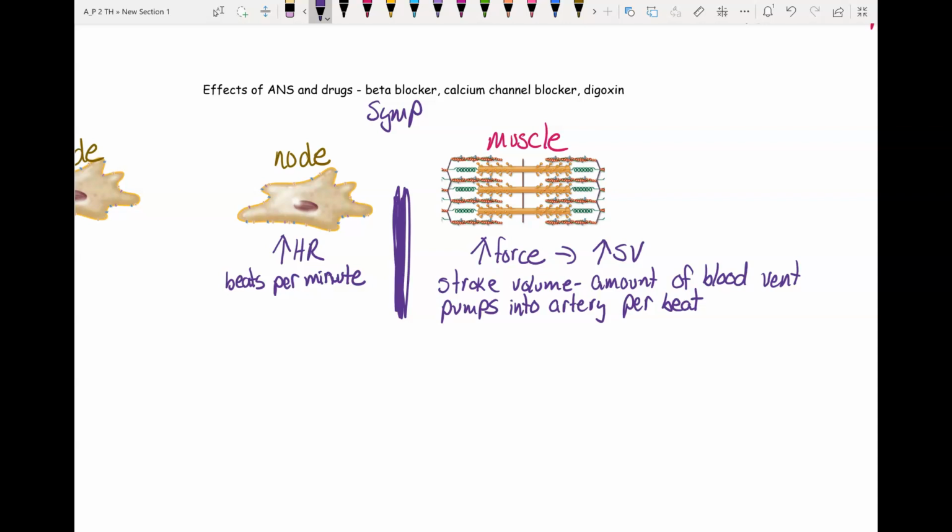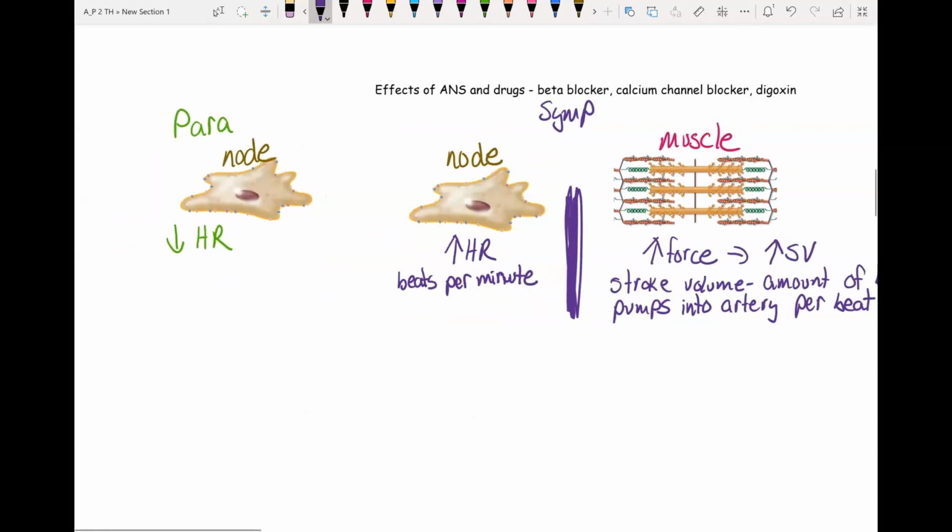Students tend to want to use these interchangeably or mix them up, like start off a sentence talking about stroke volume and then finish the sentence with heart rate. Don't do that. Keep them separate from each other. So now let's look at exactly how these items are going to work.